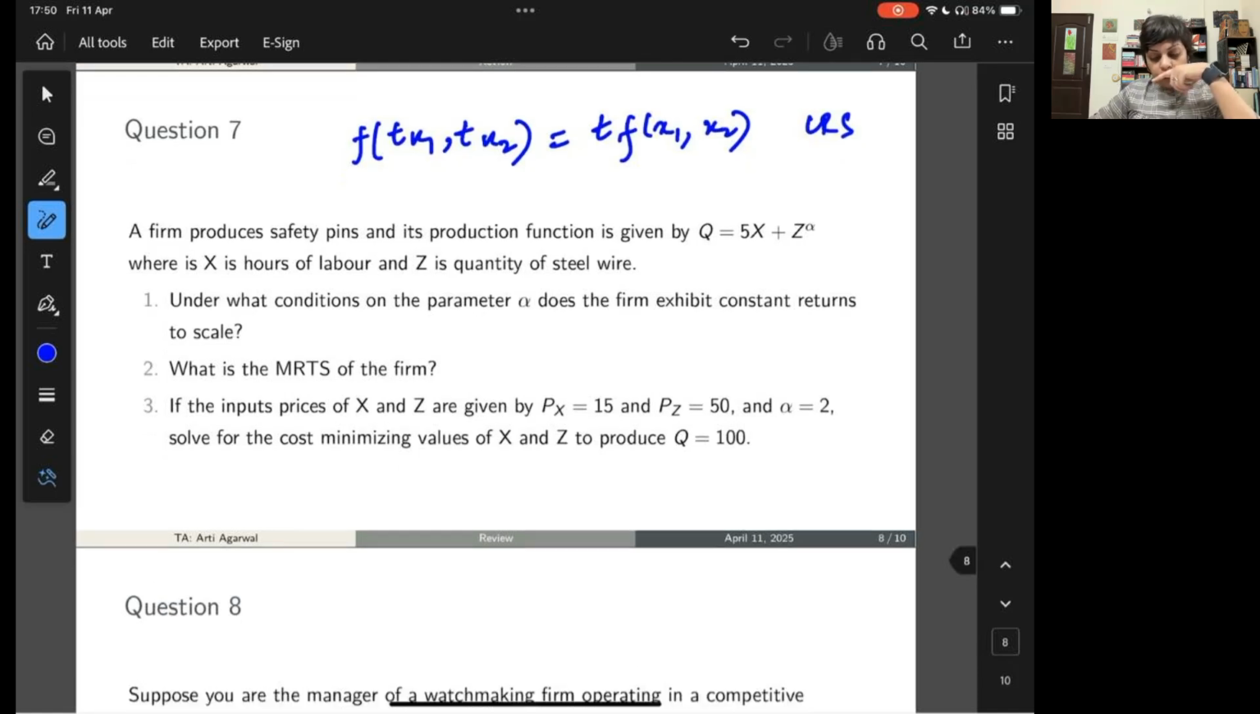This is what MRTS is, nothing but partial derivative with respect to x of q, and del q by del x upon del q by del z. That's MRTS.